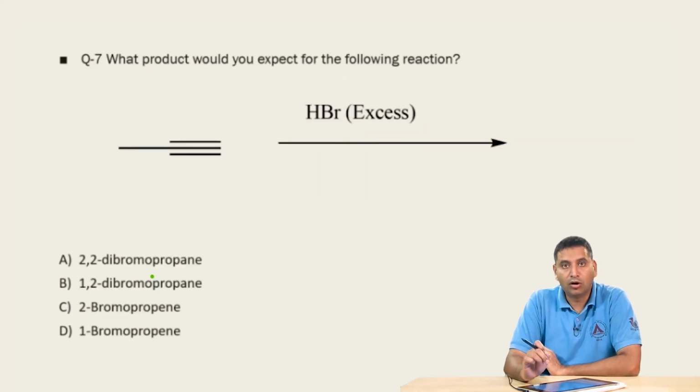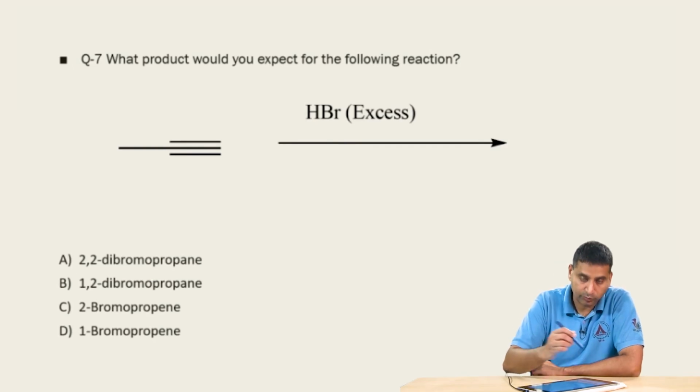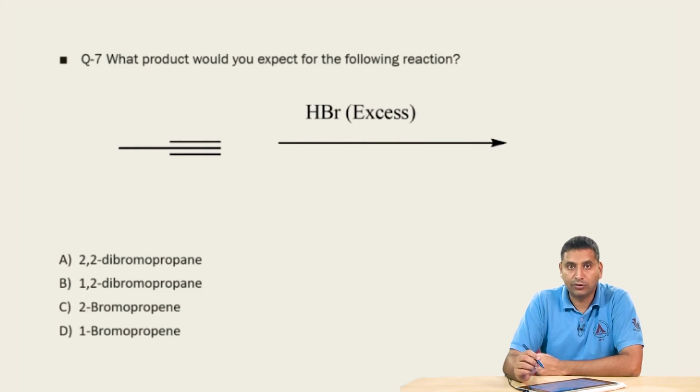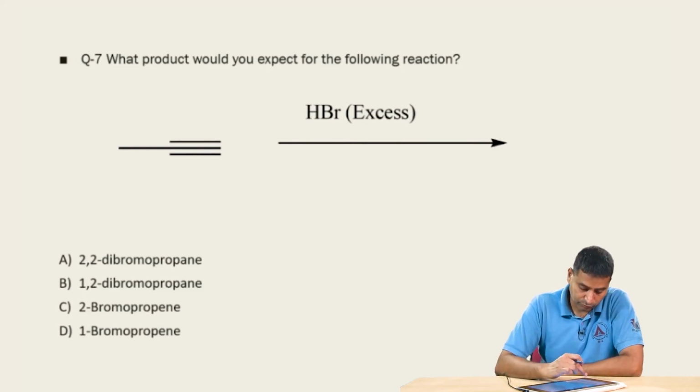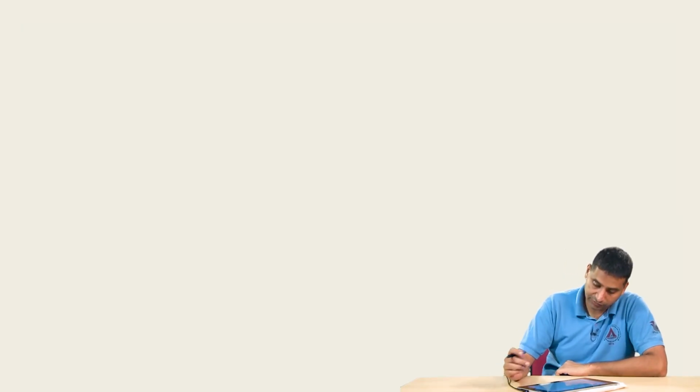Next question: what product would you expect from the following reaction? You have a terminal alkyne reacting with HBr, and it is going to give you 4 possible products. So, before we go ahead, let us look at the proposed mechanism for this reaction.